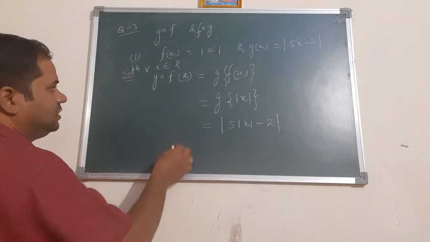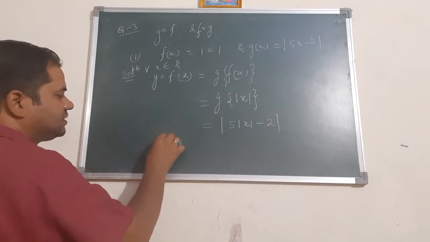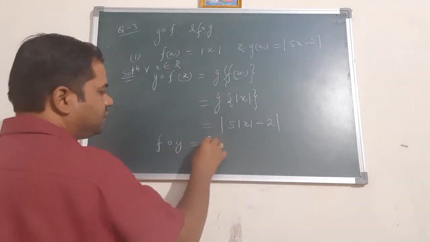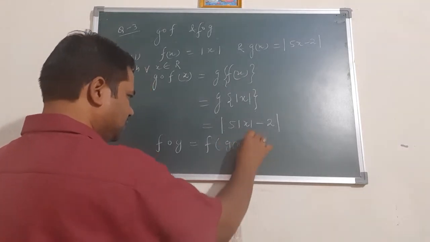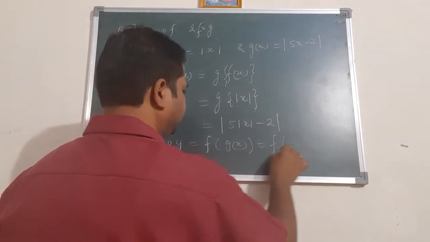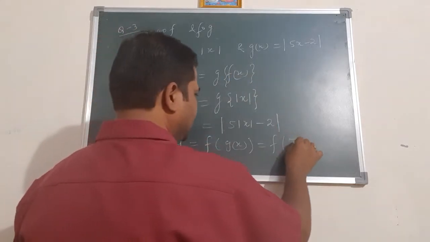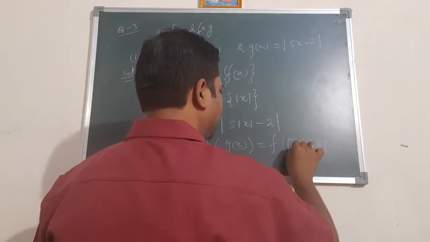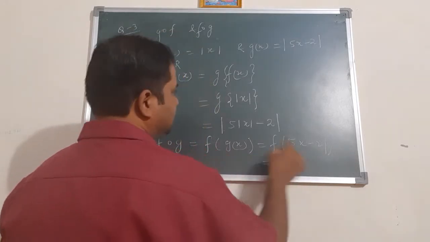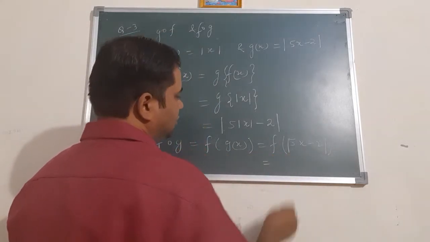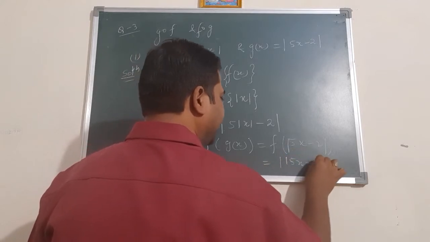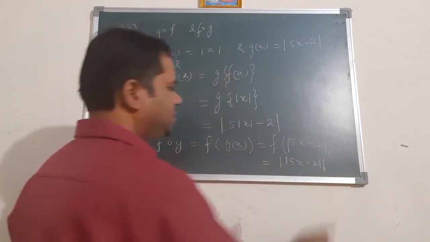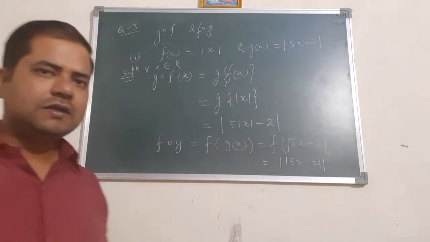And what about g composition f of x? That is f of g(x), and g(x) is mod of 5x minus 2. So f of that is nothing but mod of (mod of 5x minus 2). Okay, so note it down.